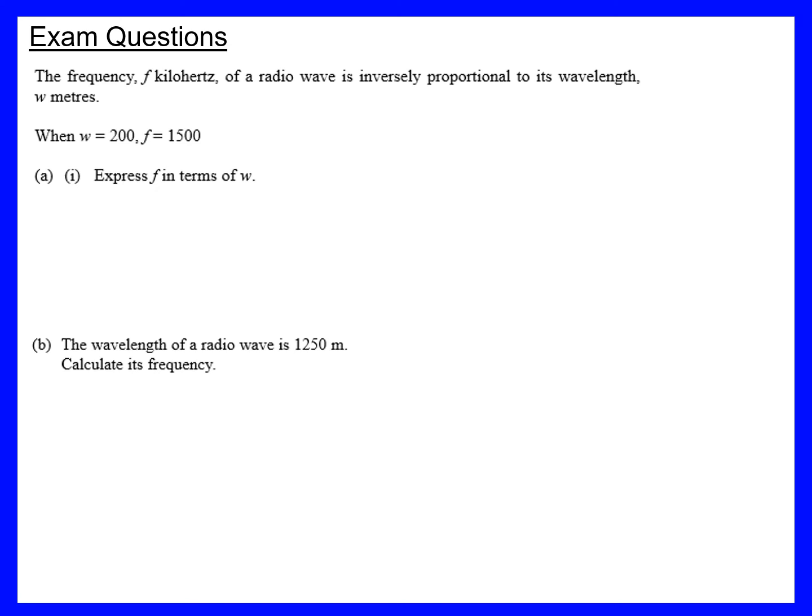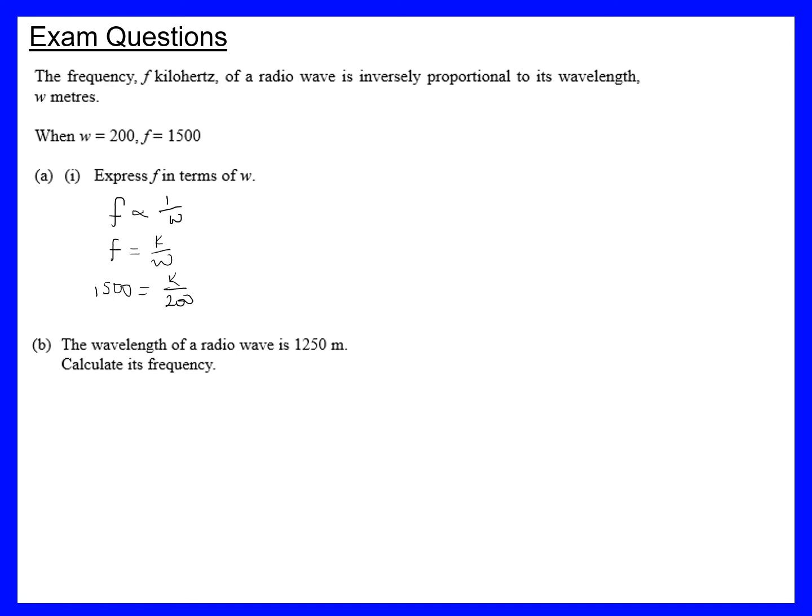So first of all, it wants us then to write our equation. So we were told that F, okay, is inversely proportional, so 1 over the wavelength, which was called W there. Okay, so we're going to turn that into a formula. So we get F is equal to K over W. We're going to substitute in our values. So F was 1500, and that's equal to K over 200.